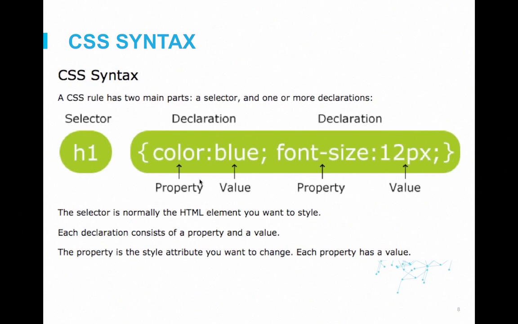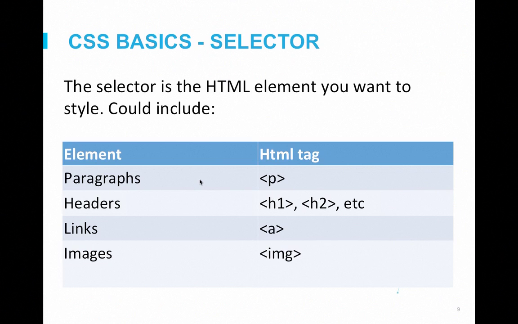So on this slide, you're seeing an H1 element, or every header on the page, modified so that its color is blue and its font size is 12 pixels. So a selector can be any HTML element. So for example, paragraphs, different types of headers, links, or images, and really any HTML element, so anything you see on the page.